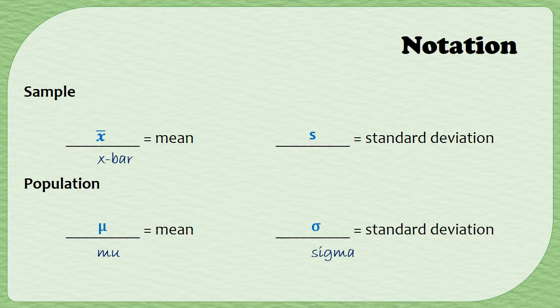So let's do a couple of examples where we practice figuring out whether the information is for a population or a sample, meaning whether the data we've been provided is a statistic or a parameter. And then we're going to look at whether we should be using x bar or mu, or s or sigma.